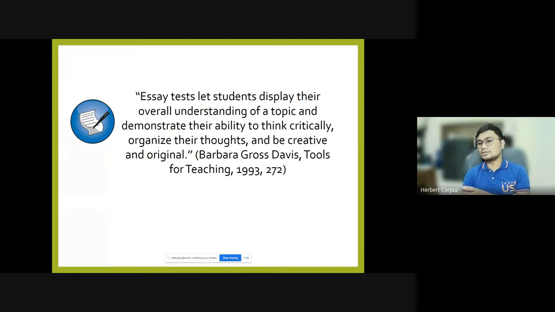Babalikan natin maya-maya ang passage na ito, ang sinasabi nitong ni Barbara, because this statement is actually the big statement of our lesson for today. It actually summarizes everything that we will discuss about constructing essay tests. Okay, you take note of the big words in this passage. Okay, it says overall understanding of a topic, ability to think critically, organizing their thoughts, being creative and being original when it comes to students' responses to a certain test item.